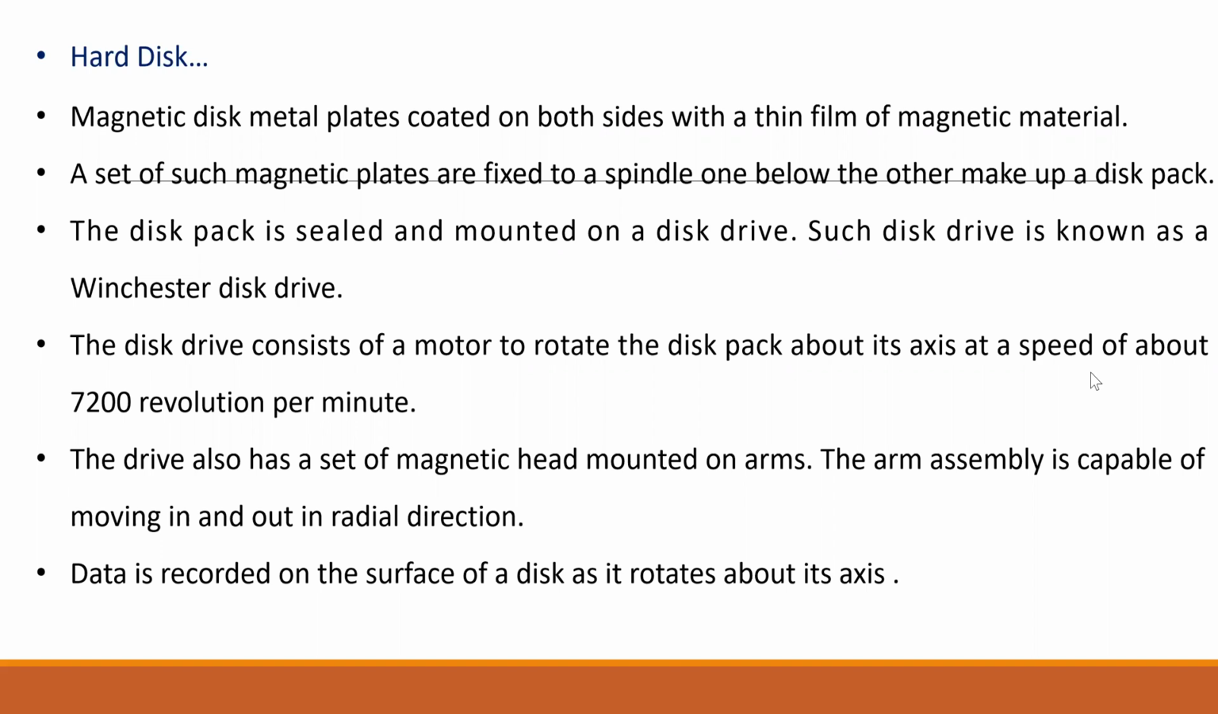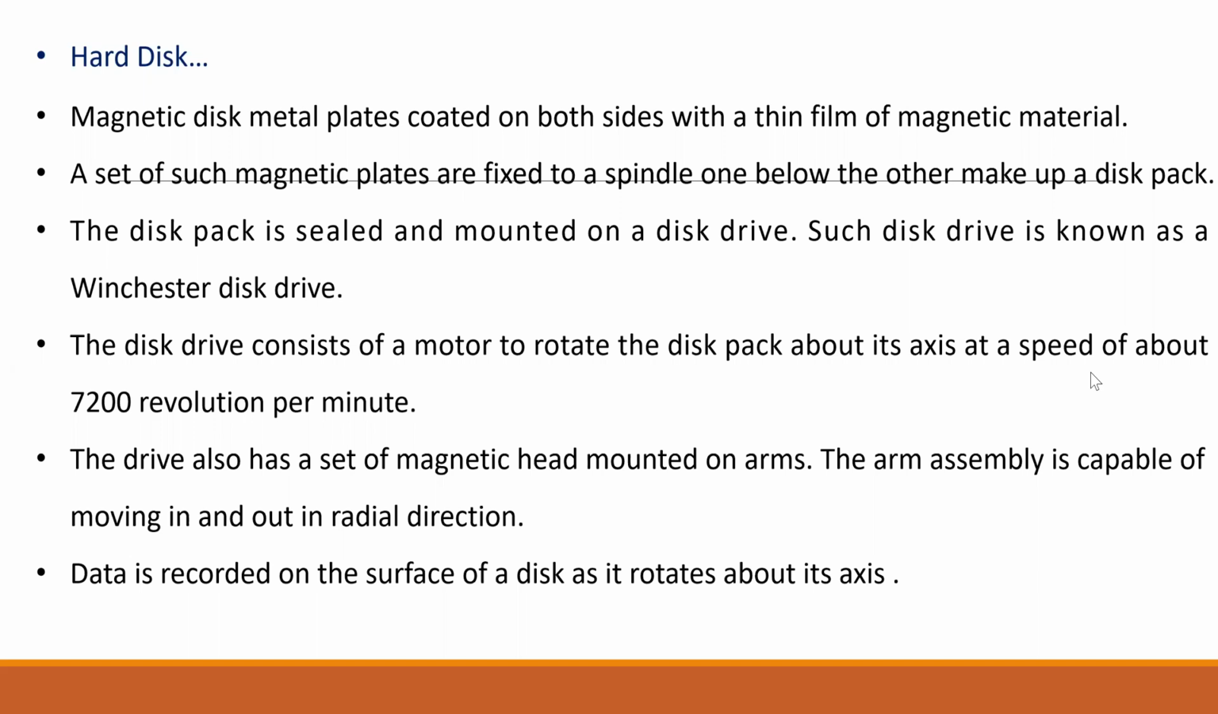Such a disk drive is known as a Winchester disk drive. If you want to use the floppy disk, we use the floppy disk drive, and if you want to use the hard disk, then we use the Winchester disk drive. The difference is that the Winchester drive comes with the hard disk, not separately. But the floppy disk comes separate. Right? Floppy disk is different and floppy disk drive is different. But the hard disk comes with both combined.